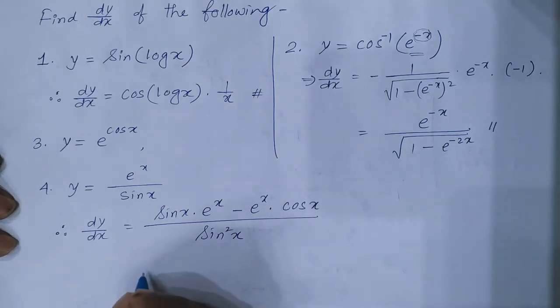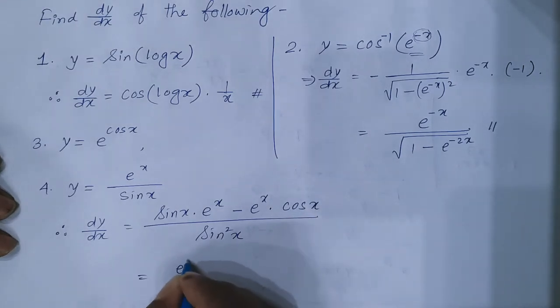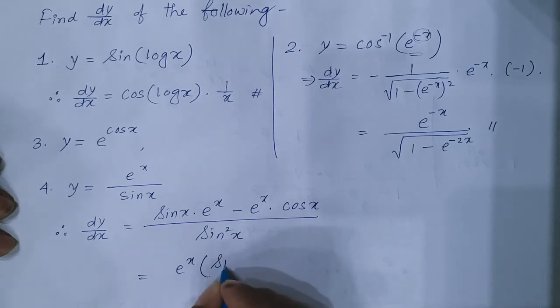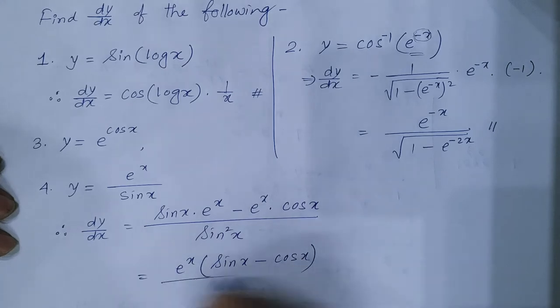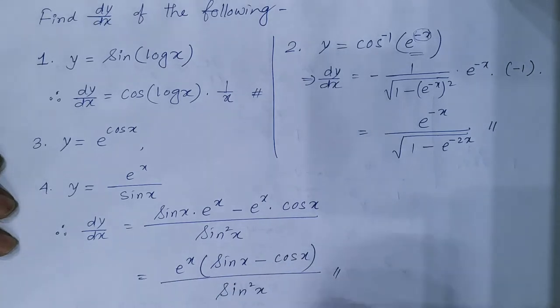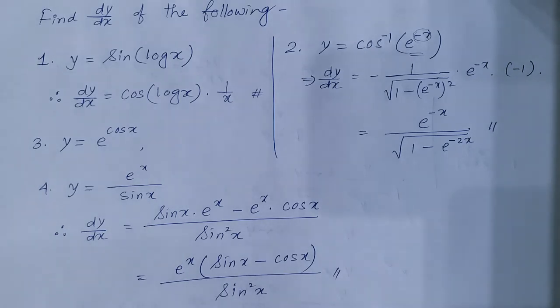which is cos x. So you may write in this format, e to the power x is common, so you will have sin x minus cos x divided by sin square x. You may leave the answer here. If you wish, you can simplify further, but there is no need to go.